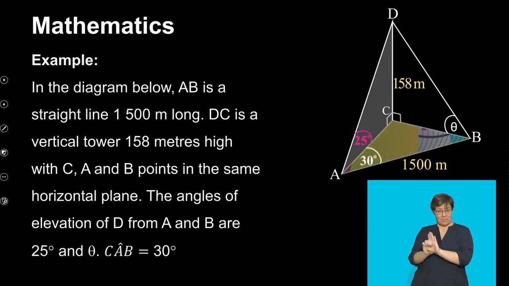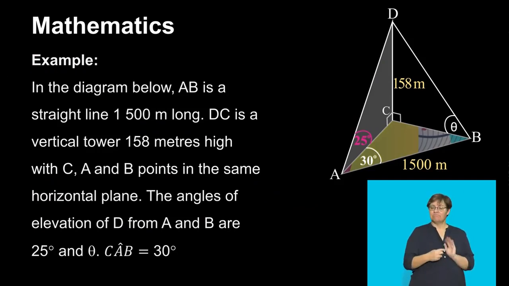Okay, in this example, they tell us that in the diagram, AB is a straight line 1,500 meters long, a vertical tower CD 158 meters high, with C, A, and B being points in the same plane, and the angles of elevation from A and B are 25 degrees and theta, and they've given us that CAB is 30 degrees.